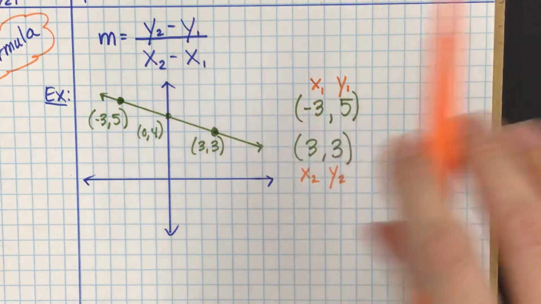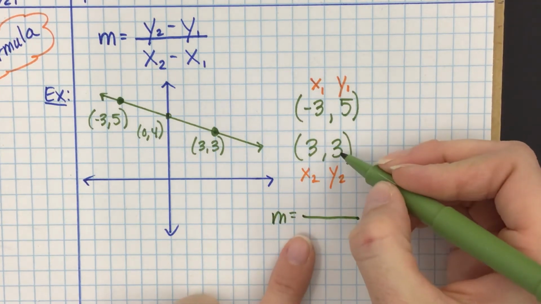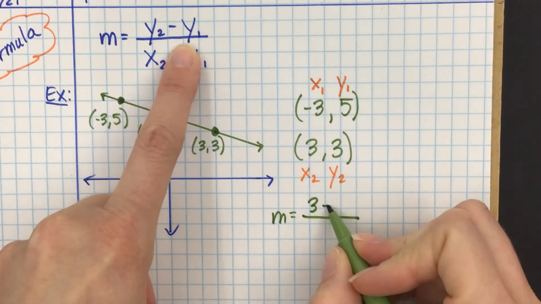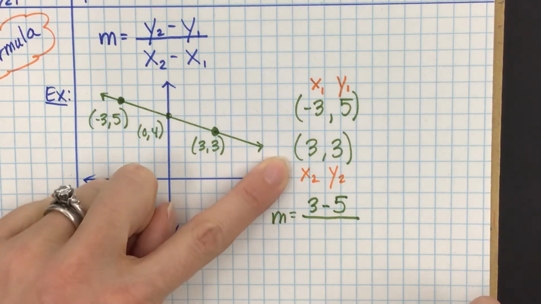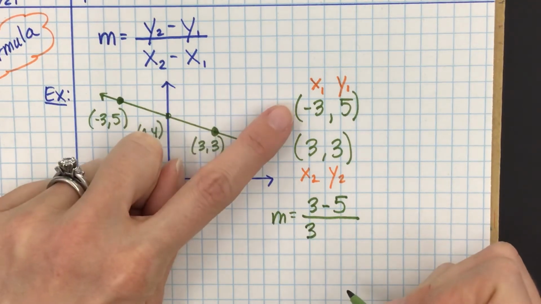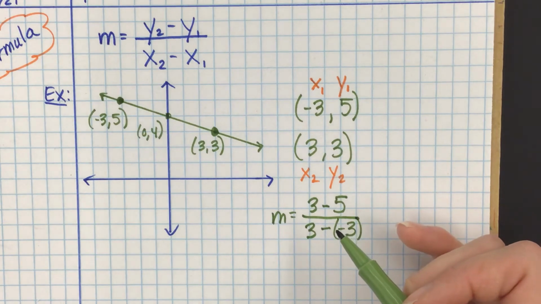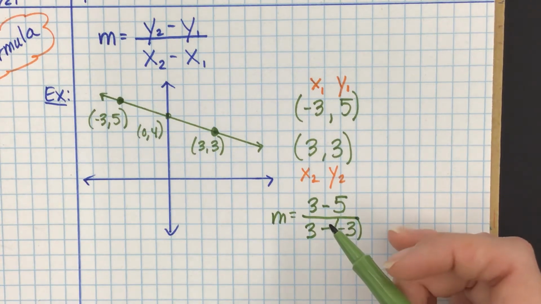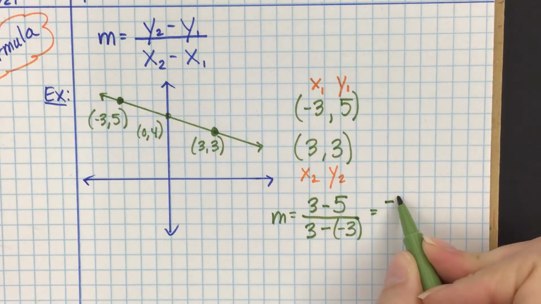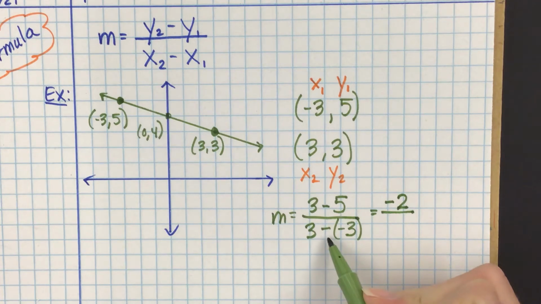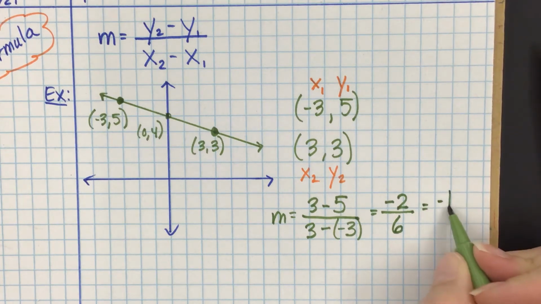We're going to be using this formula right here. So we have m is equal to, now our y2 is 3, and then we're going to subtract our y1, which is 5, okay? Our x2 is 3, and our x1 is negative 3, so we're going to subtract a negative 3. We're finding the difference in the y and the difference in the x, so you're always subtracting because that's how we find difference. Now, if I go ahead and simplify this, 3 minus 5 is negative 2. 3 minus a negative 3 is going to be positive 6. If I reduce this, it's going to be negative 1/3.